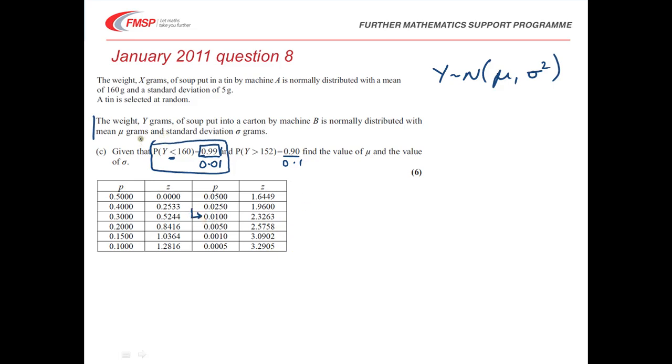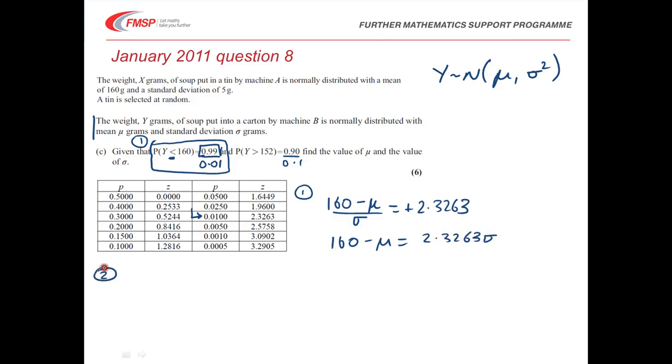So if we call this aspect 1, with aspect 1, we've now got the fact that if we standardize, we're going to have 160 minus the mean, that's over sigma, that's z, and that must equal positive 2.3263. So that gives me 160 minus mu is equal to 2.3263 sigma. I'm going to leave it like that.